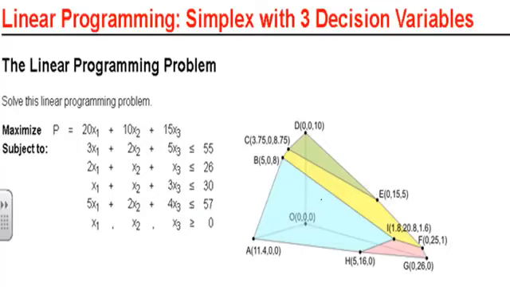Here is the feasible solution that we find out with the help of the graph. But now we will try to find out its solution with the help of the simplex method, and that has the 3 decision variables.